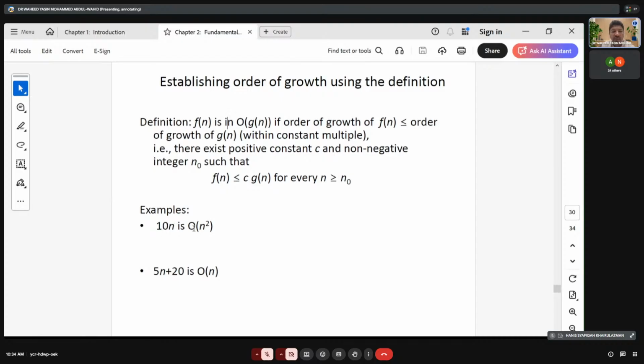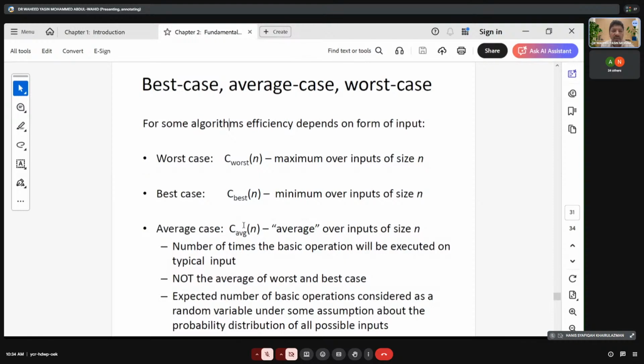So here we have these examples. Best case, average case, and worst case. That's one we discussed in our assignment. For some algorithms, efficiency depends on the form of the input. Worst case: C_worst(n), the maximum over inputs of size n. Best case: C_best(n), the minimum over inputs of size n. Average case: C_avg(n), the average over inputs of size n.